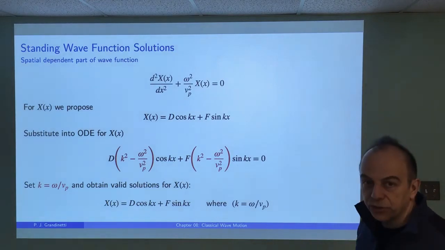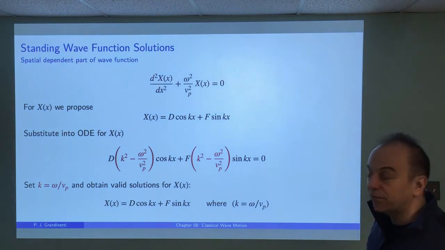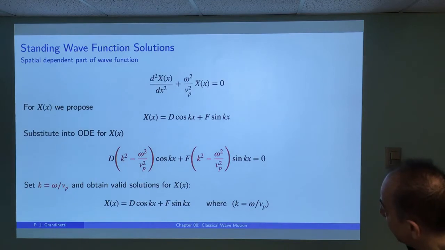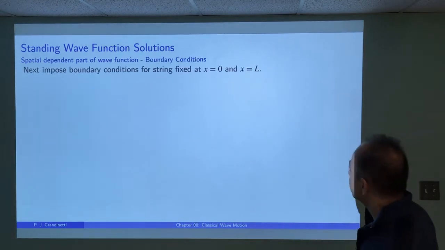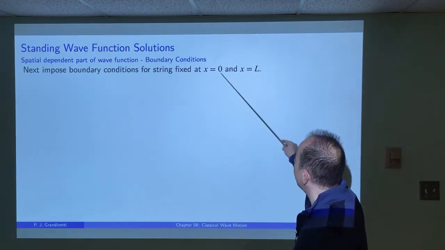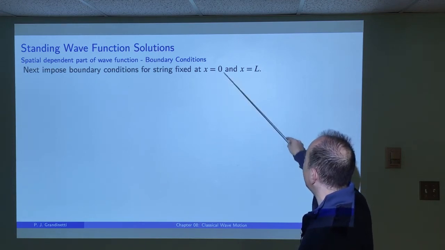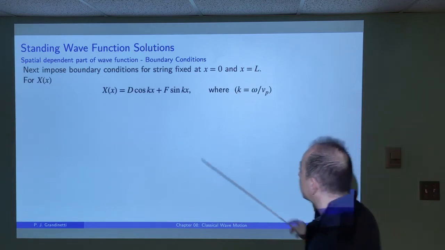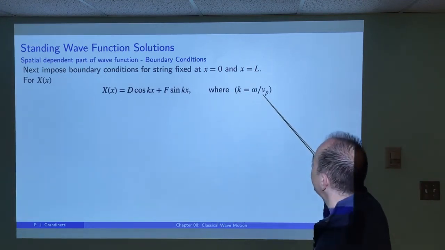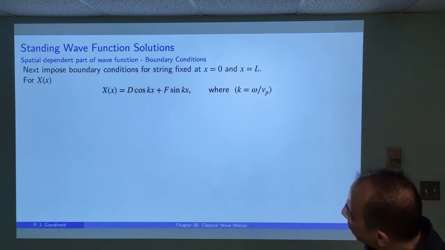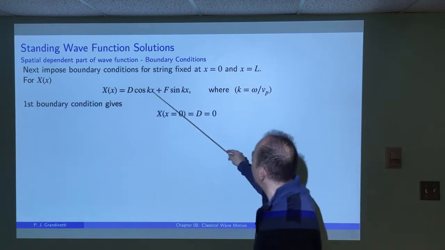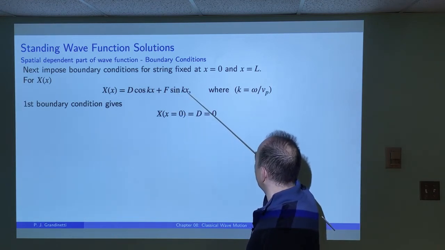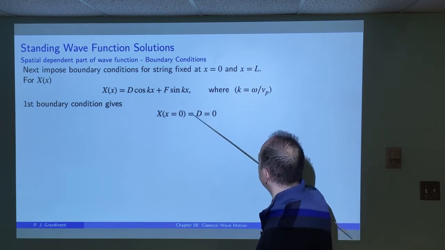So now we have a solution for t that satisfies its differential equation. We have a solution for x which satisfies its differential equation. So now we move on to the boundary conditions. So along x, we know that the amplitude has to be equal to 0 at x equals 0 and 0 at x equals L. So if we look at the x function, we can substitute in x equals 0. Well, cosine of 0 is 1. Sine of 0 is 0. So that leaves us with this equation that x is equal to d.